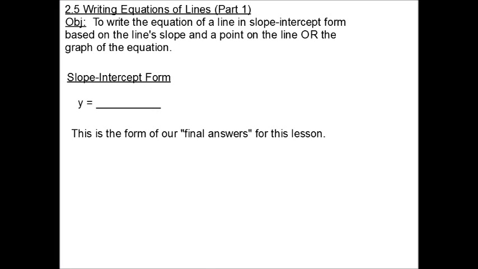We're moving on to 2.5, which is going to be writing equations of lines. We're going to call this part 1. There will be a part 2 later. We're going to write the equation of a line in slope-intercept form based on the line's slope and a point on the line, or the graph of the equation.